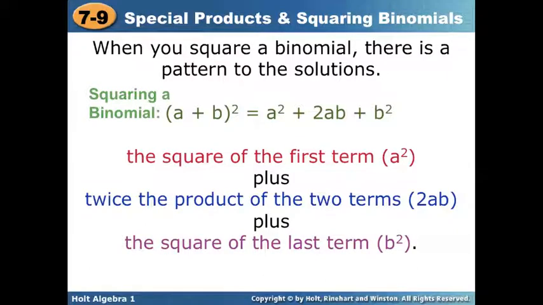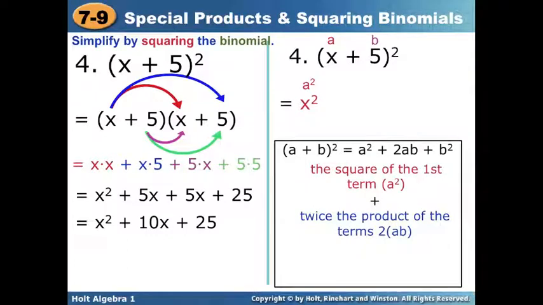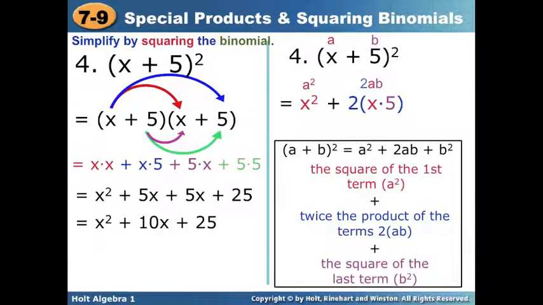We will now use this rule for problem number 4. Go ahead and label your terms. Our first term is our A, our last term is our B. So we take the square of the first term, x squared, plus twice the product, so that's 2 times the product of the two terms, 2 times x times 5. Finally, we're going to add the square of the last term, so plus 5 squared.